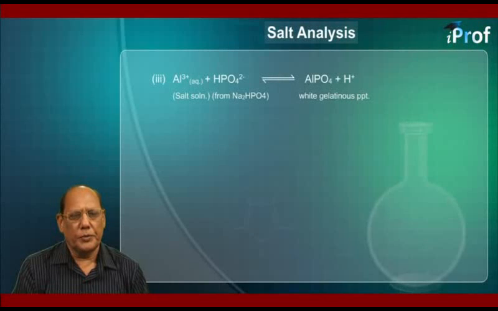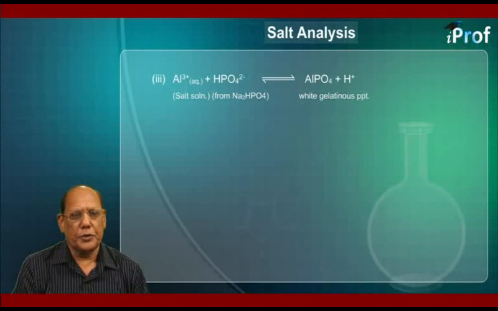Directly, take the salt solution or solution containing aluminum ions and to that add disodium hydrogen phosphate, which provides HPO4 2- ions. The two ions combine reversibly as shown here to give a white gelatinous precipitate of aluminum phosphate plus H+ ions.